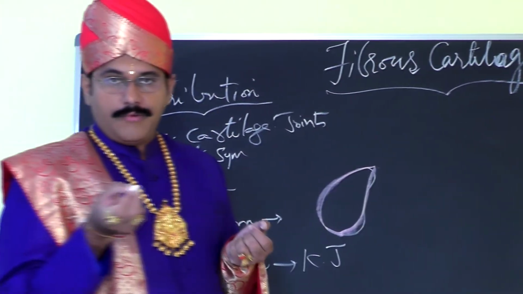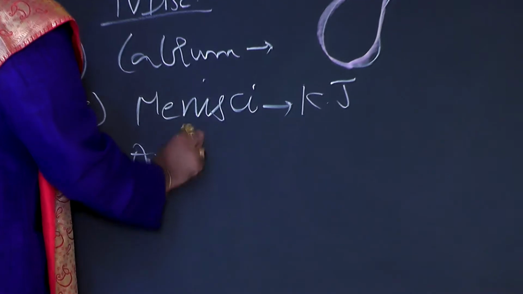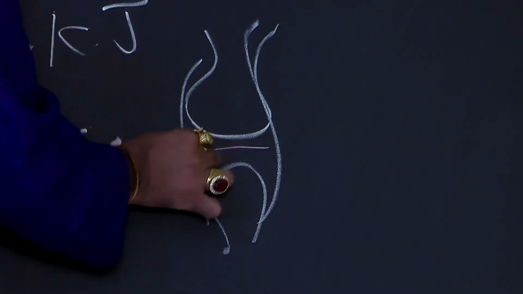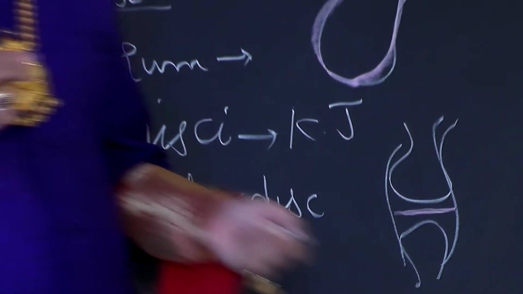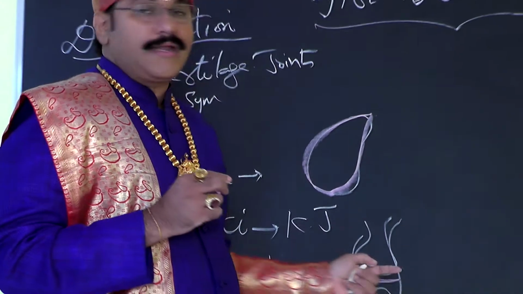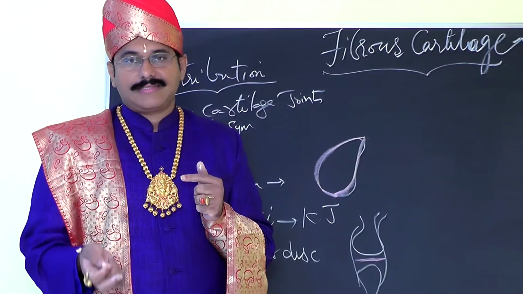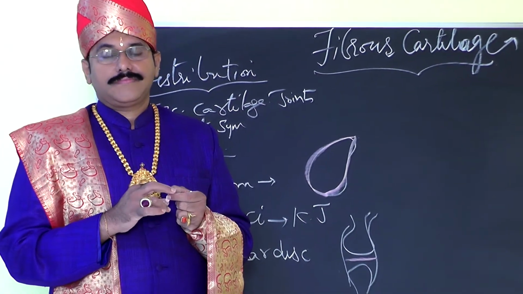Now, an articular disc is a disc present in a joint. If this is one bone and this is another bone forming a joint with a capsule, compartmentalizing the joint cavity into an upper compartment and a lower compartment, you have the articular disc, or intra-articular disc. That is also a classical example of fibrocartilage.